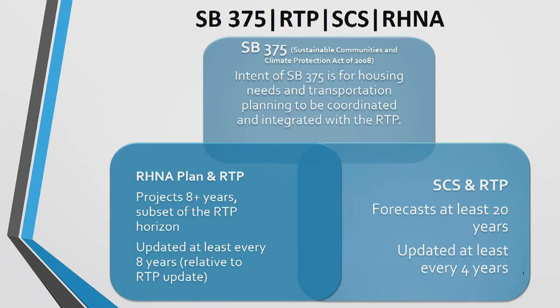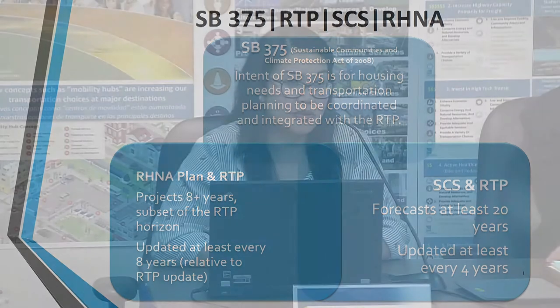So this graphic shows how the RHNA plan, the regional transportation plan, and the SCS are all coordinated and related to each other. And that's because of Senate Bill 375, which was passed back in 2008, which is the Sustainable Communities and Climate Protection Act. Basically, the Senate bill wanted the housing and transportation to be coordinated. So the RHNA plan is updated every 8 years. So our next one would be updated with the next RTP in 2022.